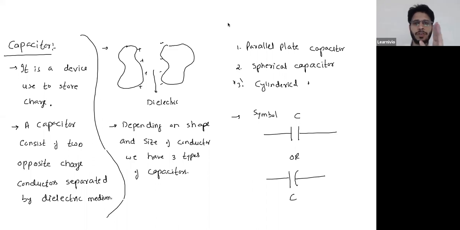So the difference between capacitance and capacitor is clear. Don't confuse between capacitance and capacitor. Capacitance is the property and capacitor is a device.